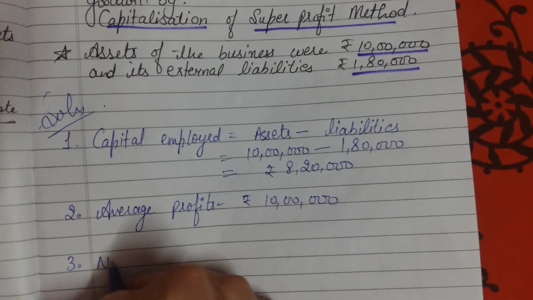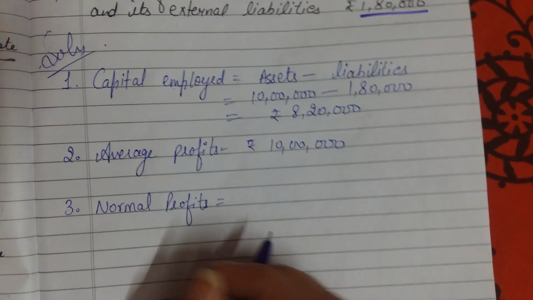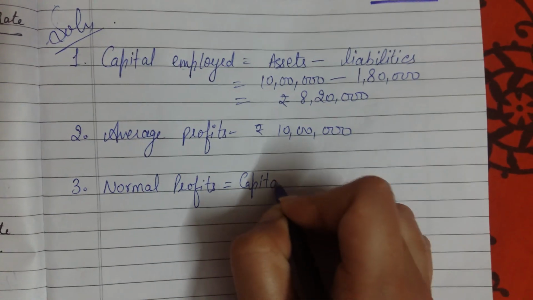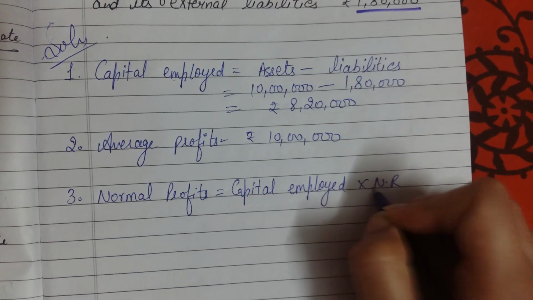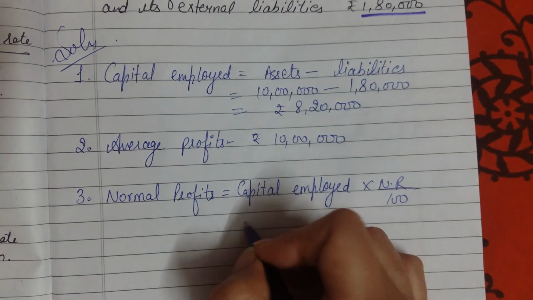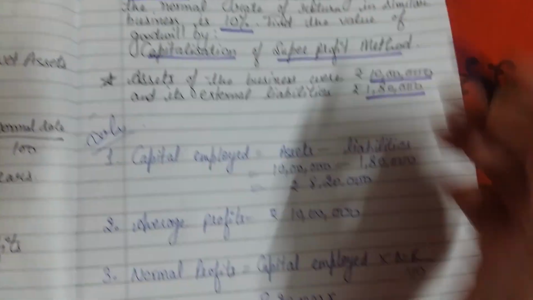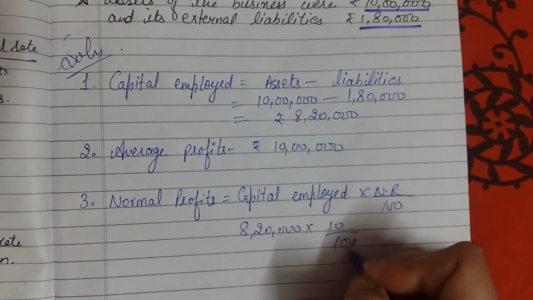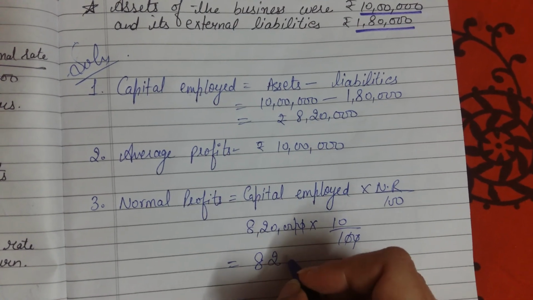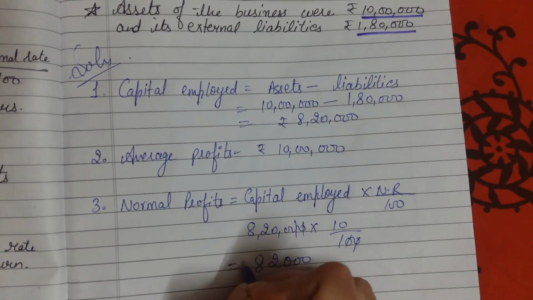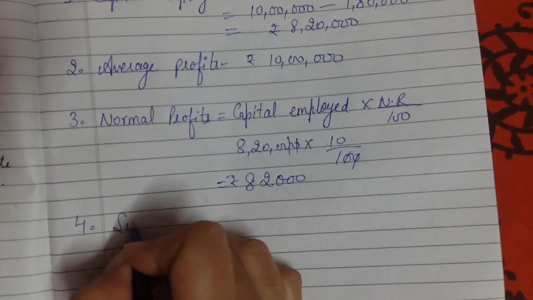Third step is to calculate the normal profits, and the formula is capital employed into normal rate over 100. Our capital employed is 8 lakh 20,000 and our normal rate is 10%. So 10 over 100, and our normal profits are 82,000.